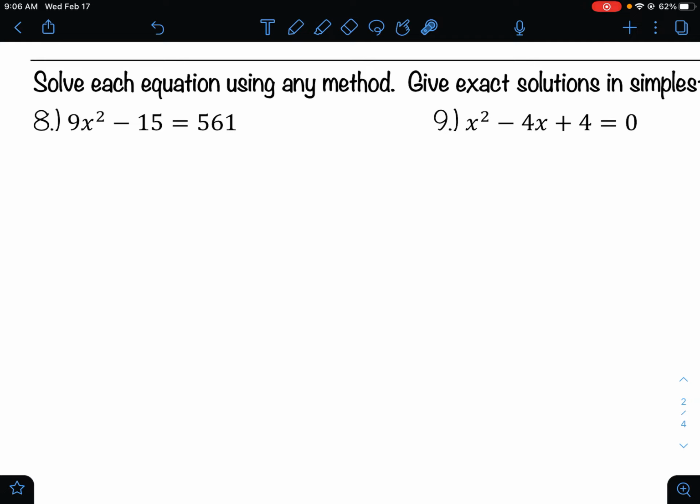There's really only 2 ways you need to know how to solve any of the problems in outcome 7, and that is quadratic formula and solving by square roots. This would be solved using the quadratic formula. This would be solved by square roots, and that's because of the single x.